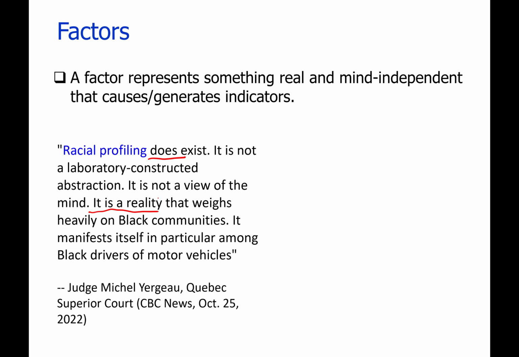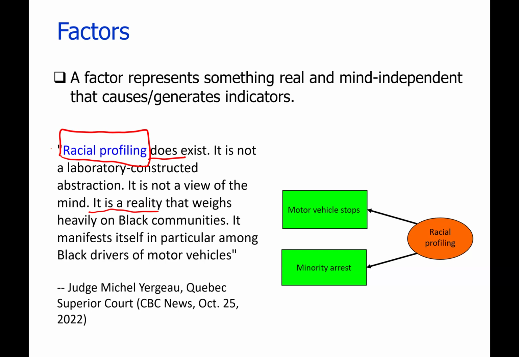Again, if we believe this is a scientific theory or argument, based on this theory, we may represent this construct, racial profiling, as a factor, because racial profiling is clearly an external reality making a lot of empirical data. Following this argument, we may consider racial profiling to be represented as a factor like this in our statistical model. Then this racial profiling leads to some empirical manifestations, such as disproportionate car stops or disproportionate minority arrests. So these are now reflective indicators caused by racial profiling.